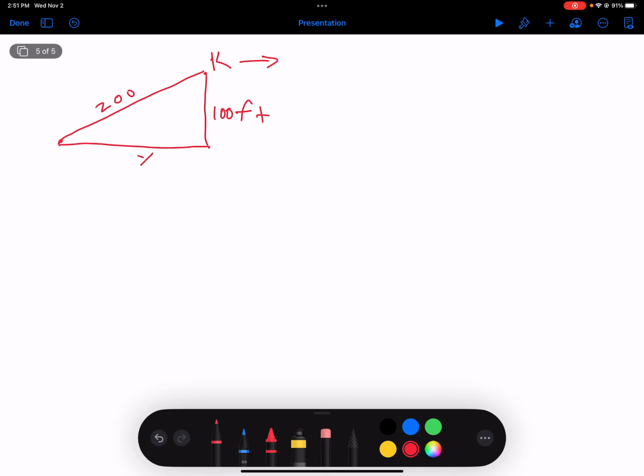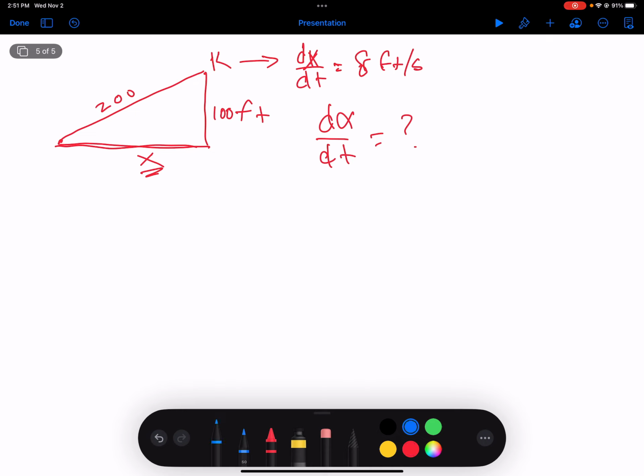Let's call this leg, so we can draw this triangle, and this leg, of course, we're just going to call x. And the kite is moving at a rate of 8 feet per second, which equals dx/dt. In other words, that's its instantaneous velocity, dx/dt. And they want us to get d alpha/dt.